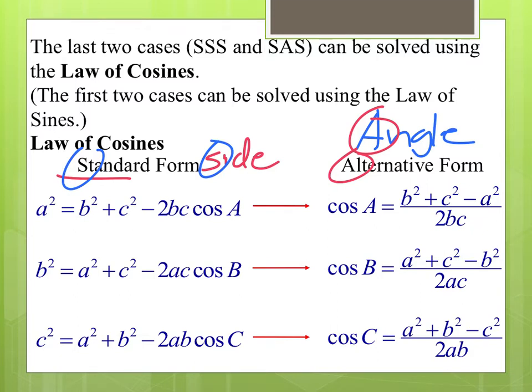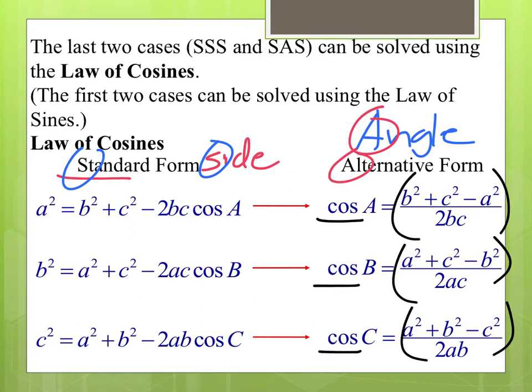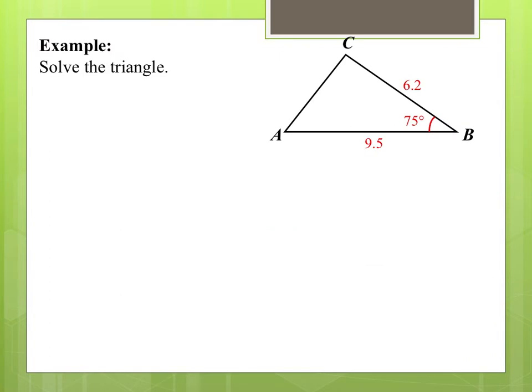The other thing that you want to make note of is when you have the alternate form, we do have the cosine of our angle. To finish solving each one of these, you would have to take the cosine inverse of whatever this fraction ends up being. So once you have that decimal value, take the cosine inverse of it to finish solving for your actual angle. Okay, so now we have an example.